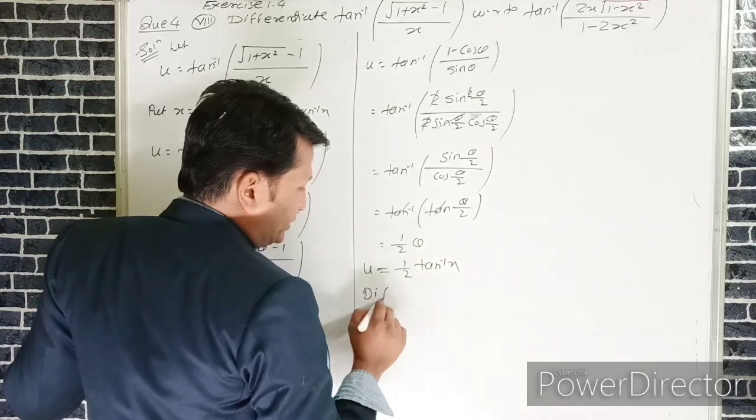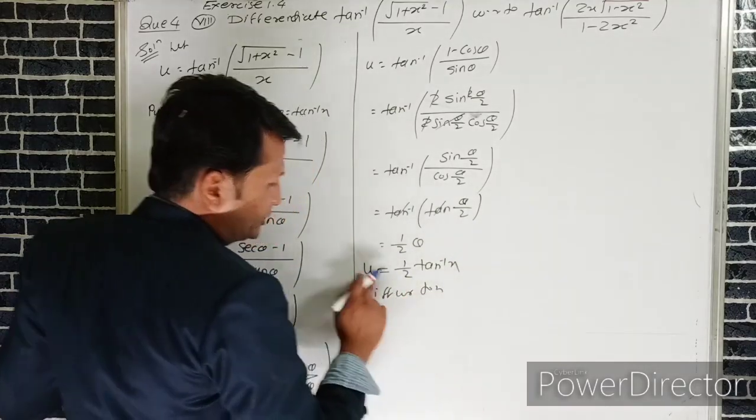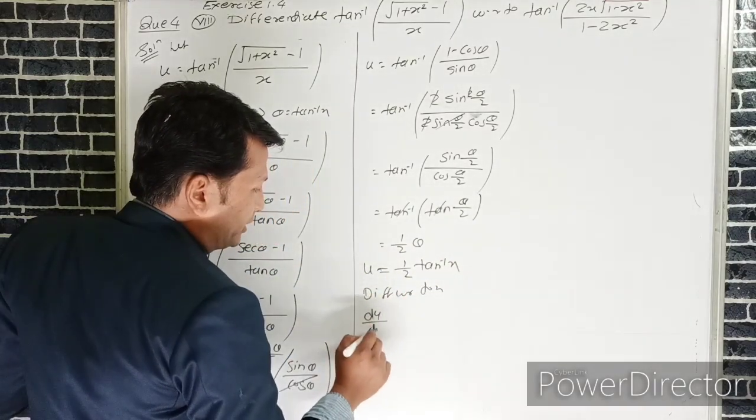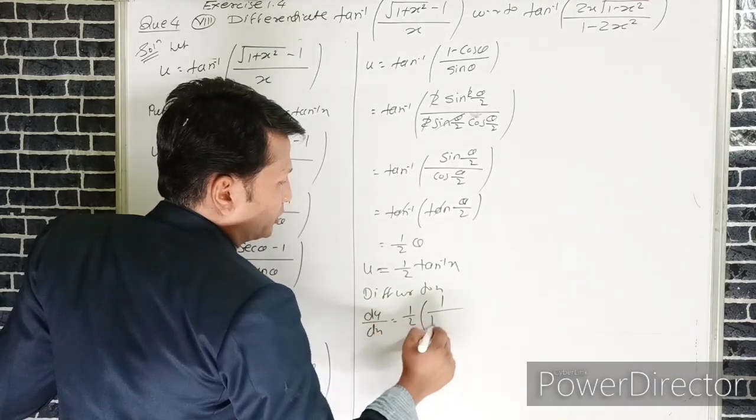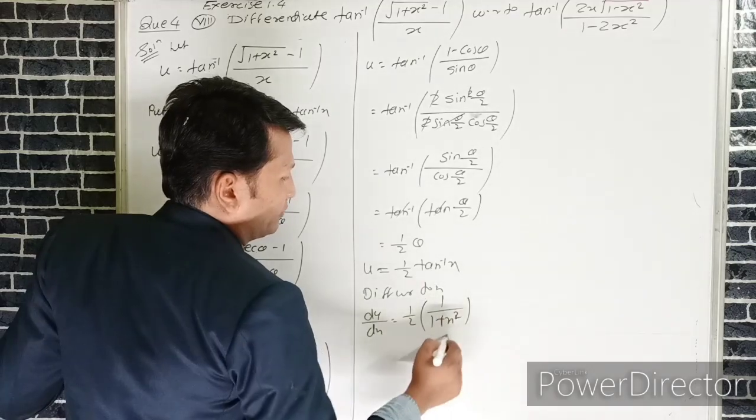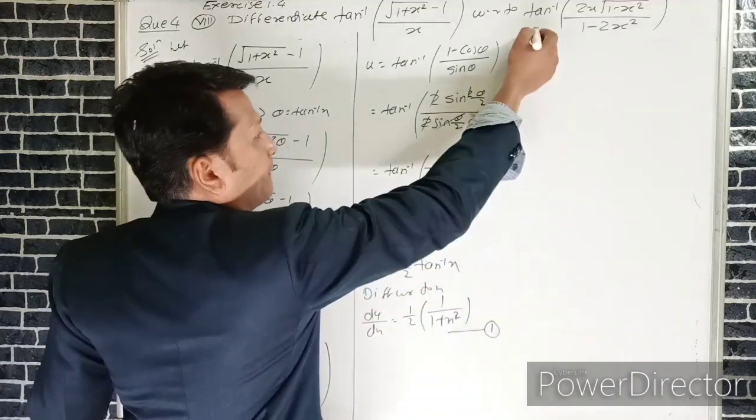If we differentiate with respect to x, then we can write du upon dx is equals to 1 by 2 into the derivative of tan inverse x, which is 1 upon 1 plus x square. This is number 1.